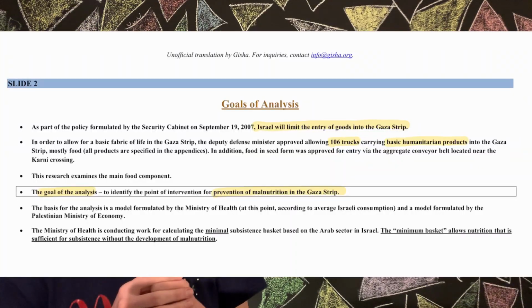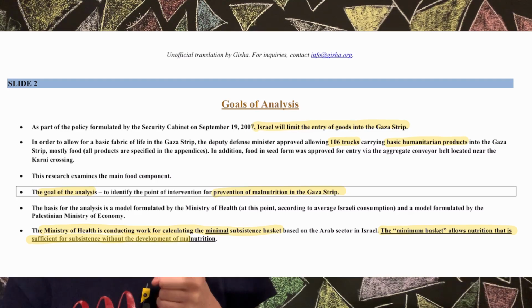Now, preventing malnutrition is important to Israel. If nothing else, international humanitarian law is very clear that starving civilians is not allowed. And so that by itself makes it important to have work showing that you are intending to follow the law. The first slide ends with a mention that the Ministry of Health is working to calculate the minimal subsistence basket. This minimum basket allows for nutrition that is sufficient for subsistence without the development of malnutrition.